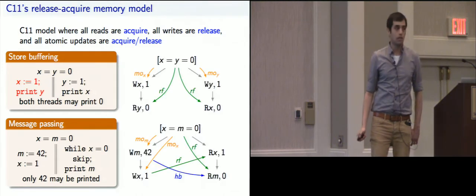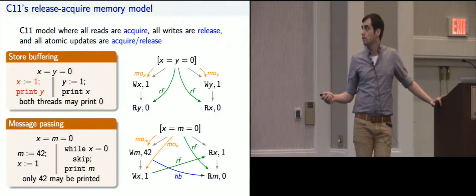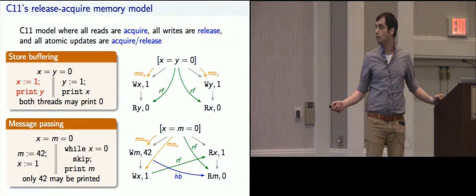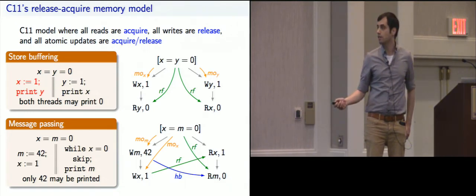The formal explanation in C11 is given in terms of these execution graphs. So this is a consistent execution graph where I read zero on both sides, and intuitively, the reason is that this read is not aware of this write. There is no path from this write to this read, so I can read the original value. However, in this execution here, after reading X equals 1 from here, I try to read M equals 0, the initial value for M. This execution is not consistent because we have this path starting from the write M, write X, read M, which introduces this happens before, and then we cannot read the earlier value for M. We are aware of this write, so you must read this one or later.